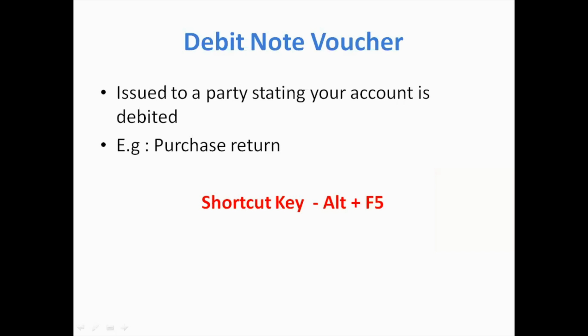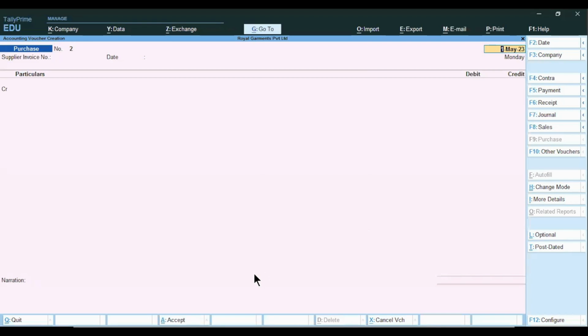The next is debit note voucher. Debit note voucher is used for purchase return. If we have purchased some goods, and we are returning the goods to that party, in that case, debit note voucher is used. Debit note means purchase return. It is issued to a party stating your account is being debited. So purchase return shortcut key is Alt F5. So let's go to purchase return, that is Alt F5.